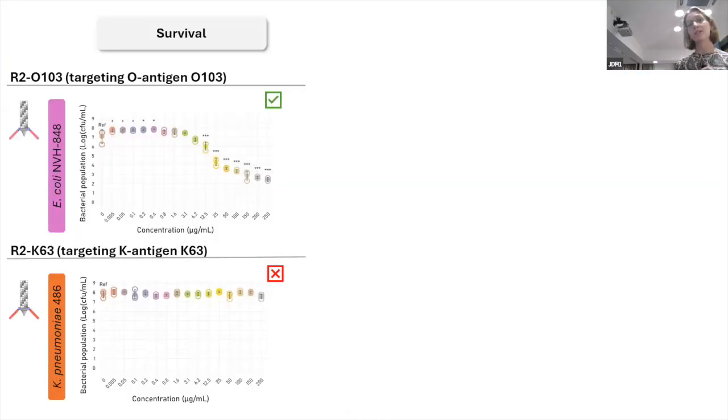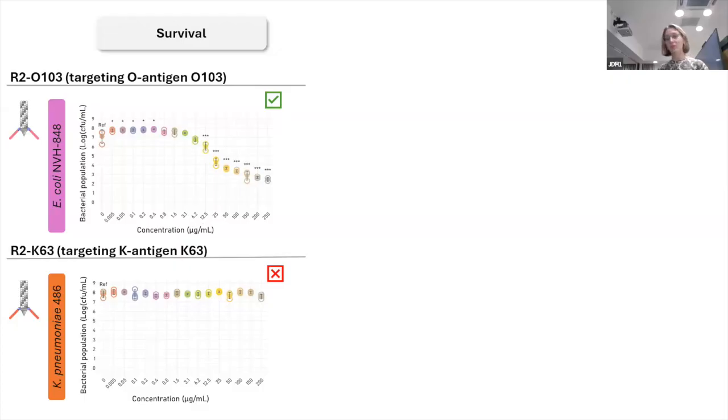And to end this presentation, I picked just 2 examples. The upper example is an engineered R2 tailocin targeting the K antigen of E. coli. The lower one is targeting the K antigen of Klebsiella pneumoniae. And we did a survival assay here. So you see different concentrations on the x-axis, and you have the bacterial population on the y-axis. And here you see with an increasing concentration, you have a significant reduction of the bacterial population, while there is no reduction seen in the lower example.